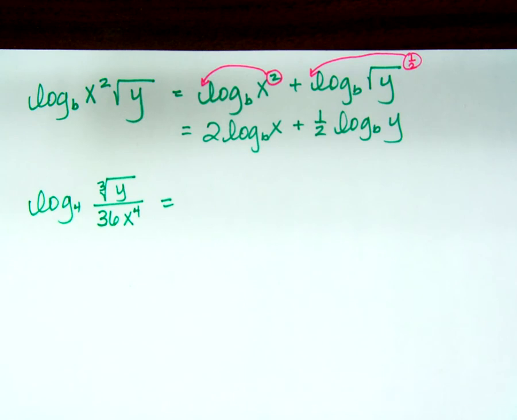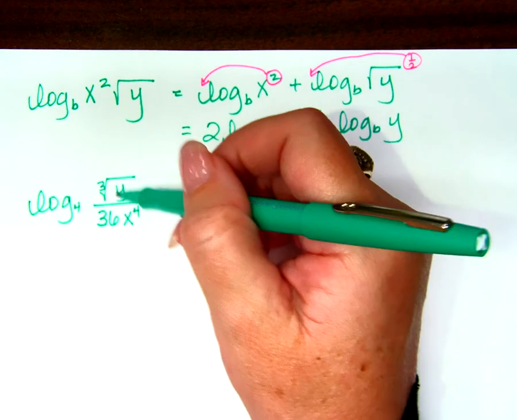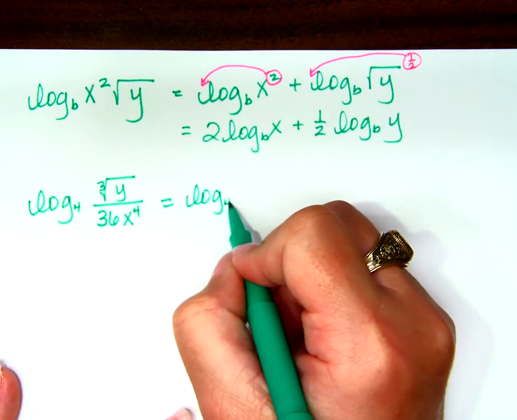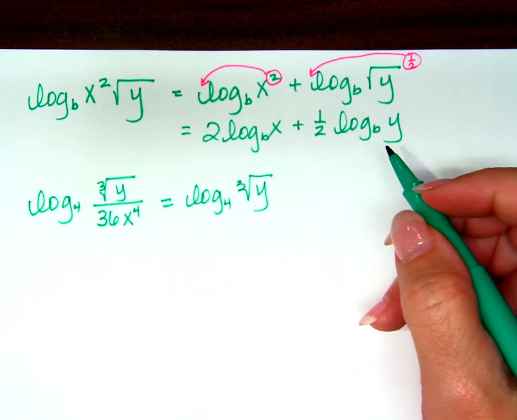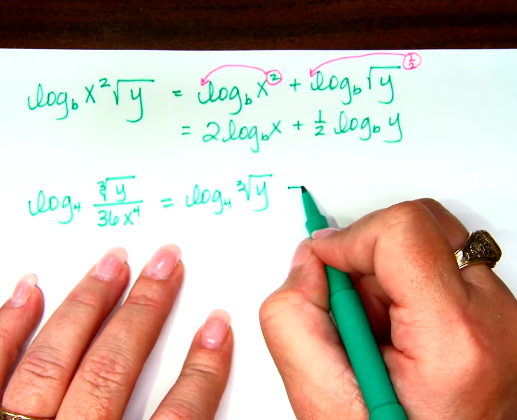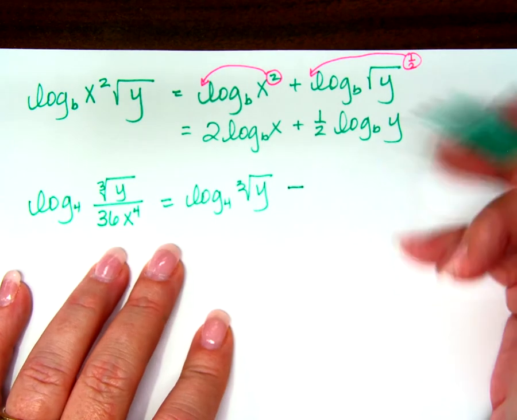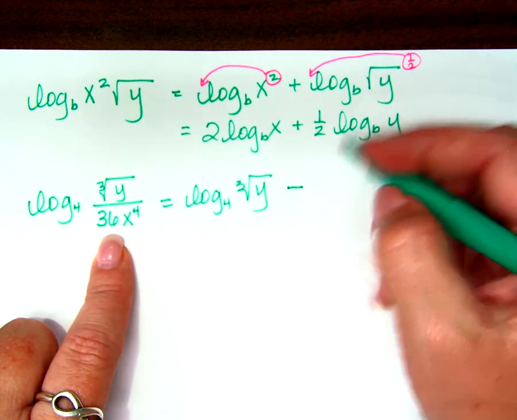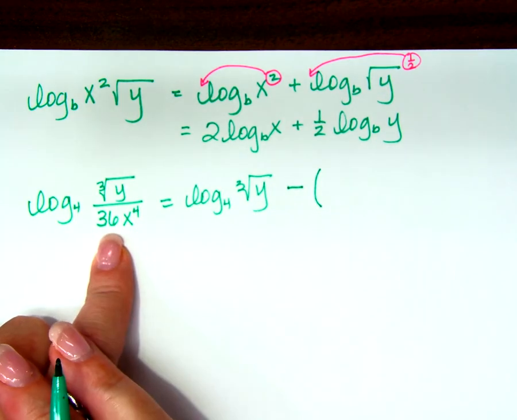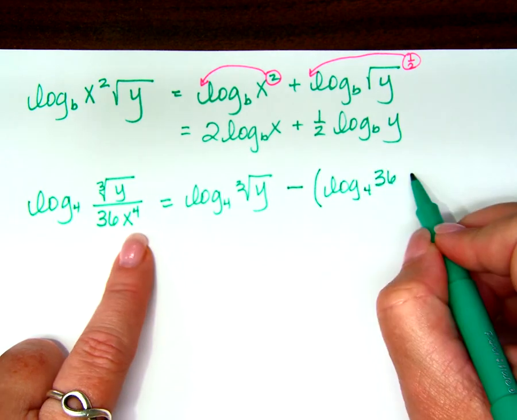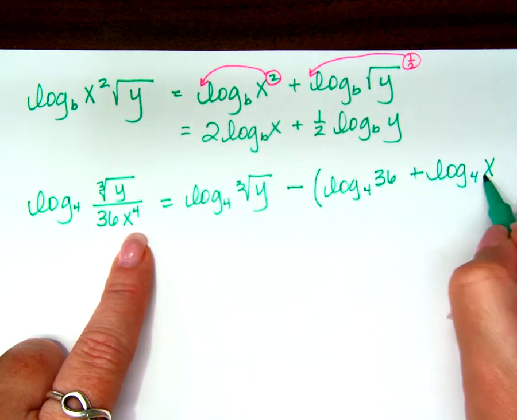So how many times are we going to have the word log written this time? 3, right? One for the y, one for the 36, and one for the x. Okay? So let's start with this. Log base 4 of the cube root of y. We're just doing it slowly. Is that okay? And then what? Minus, exactly. So I have 2 things that I could do. Okay? I'm subtracting the whole denominator. If I'm doing that, I could do this, right? Log base 4 of 36 plus log base 4 of x to the 4th.